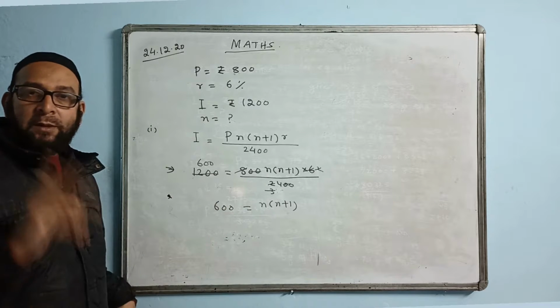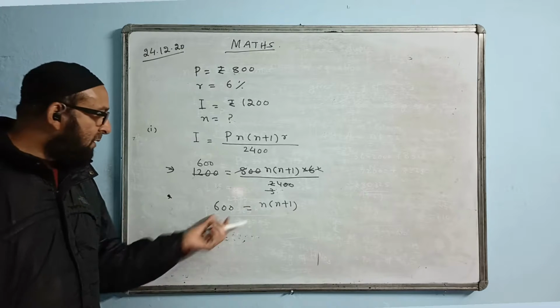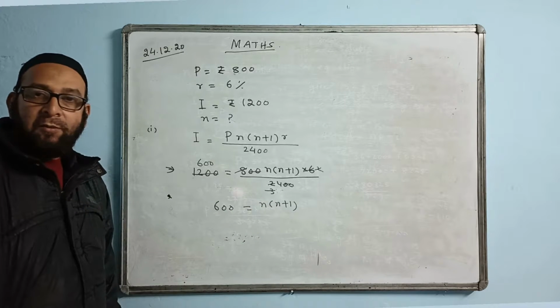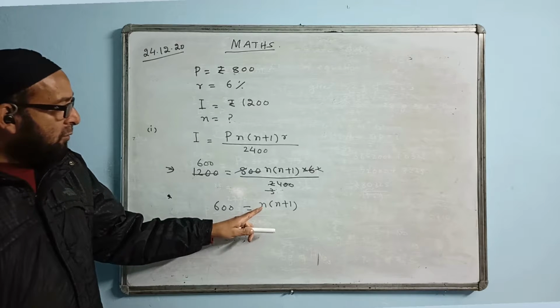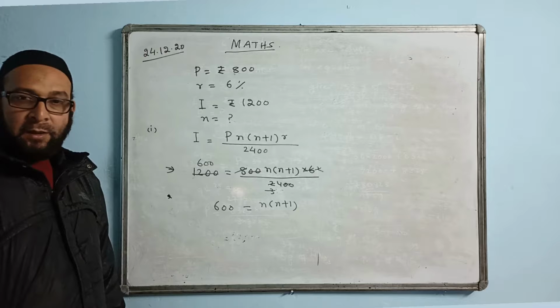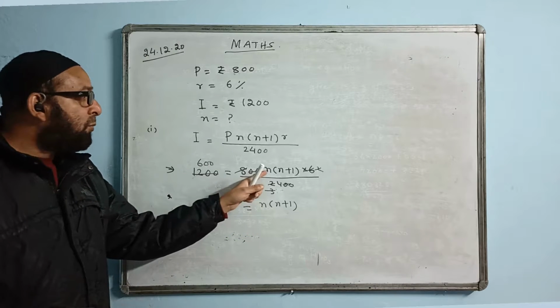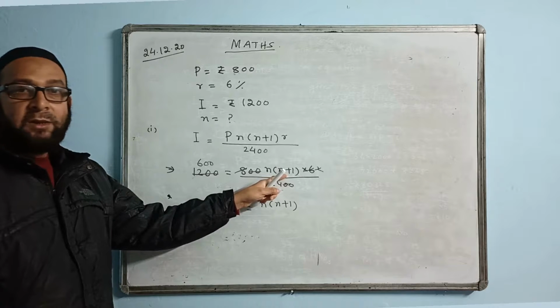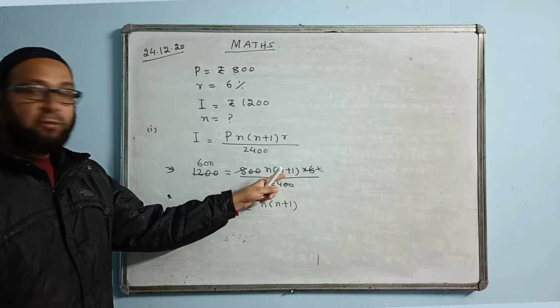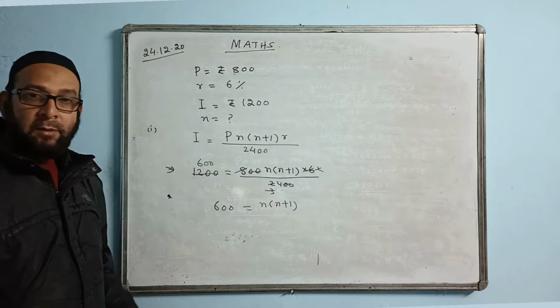Now here we have two methods. I will teach you a shortcut method. How can we find the value of n? If this is equal to n plus 1, how can we find? You can have a look at it. These two, n and n plus 1, are two continuous numbers. Normally we used to put 25 and this used to become 26. If this is 24, this will become 25. One more than that. These two are continuous numbers.